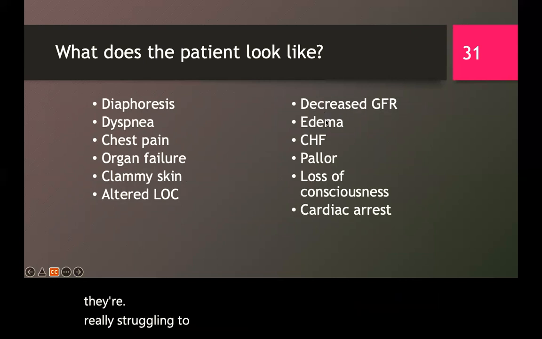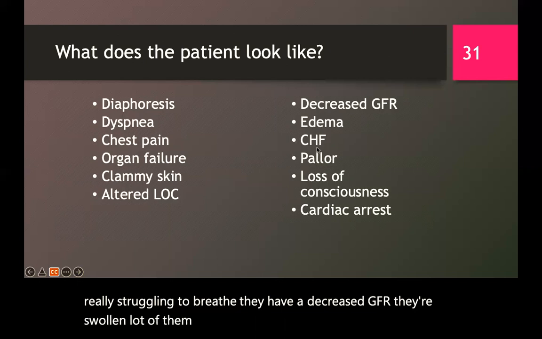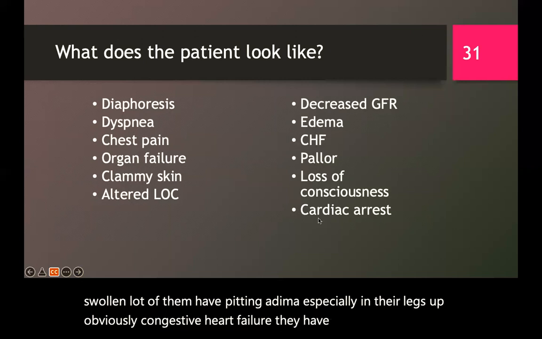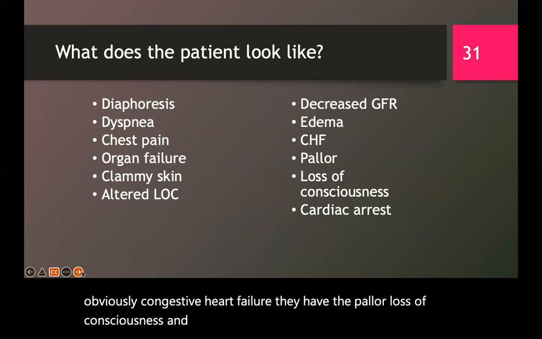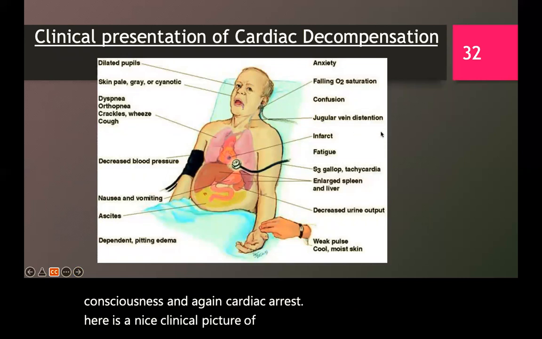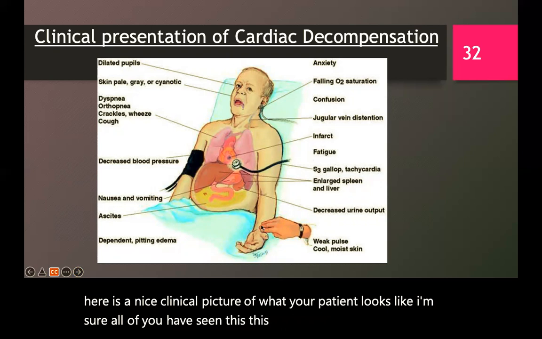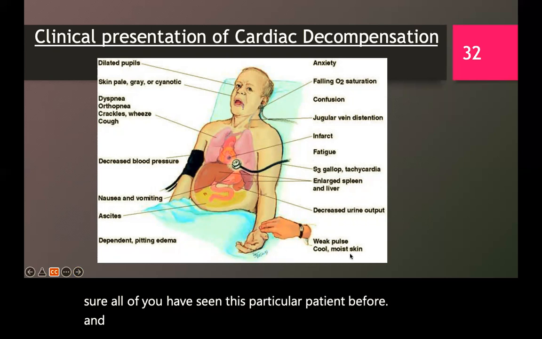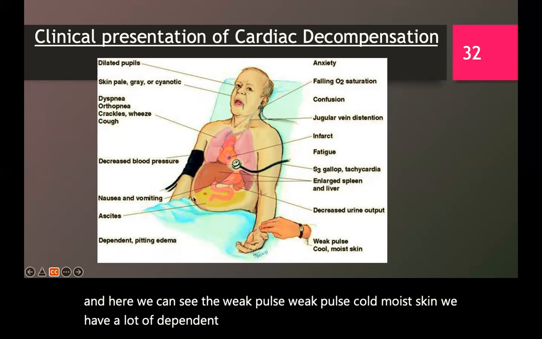They have a decreased GFR. They're swollen. A lot of them have pitting edema, especially in their legs. Obviously, congestive heart failure. They have the pallor, loss of consciousness, and again, cardiac arrest. Here's a nice clinical picture of what your patient looks like. I'm sure all of you have seen this particular patient before. And here we can see the weak pulse, cold, moist skin. We have a lot of dependent pitting edema. We have that ascites in the belly. This is your typical heart failure.